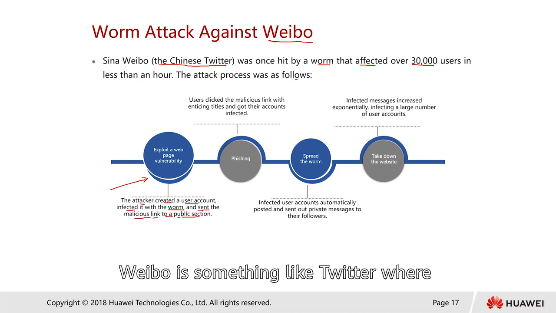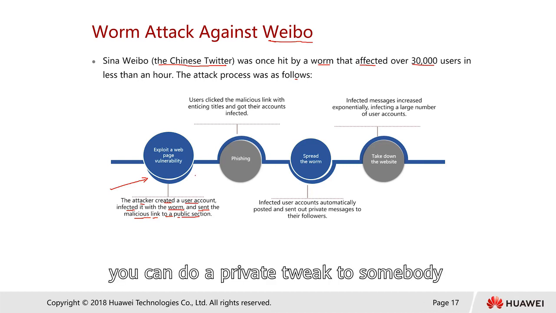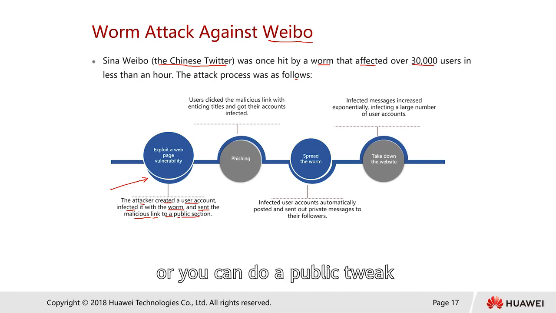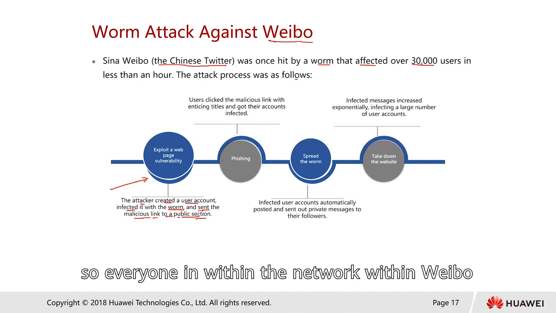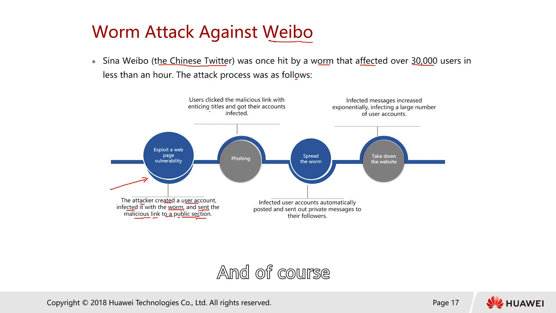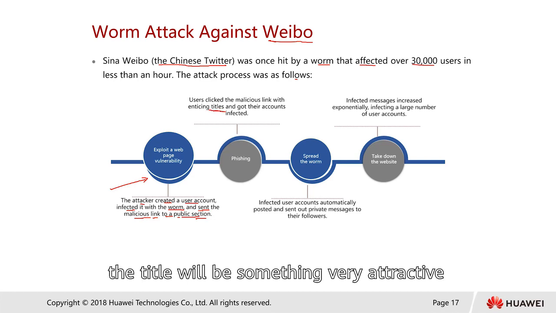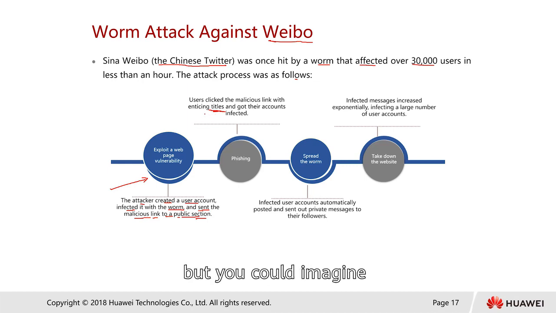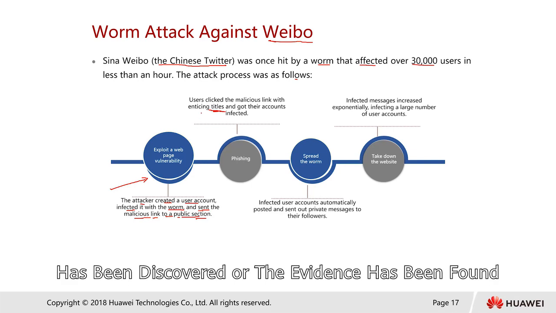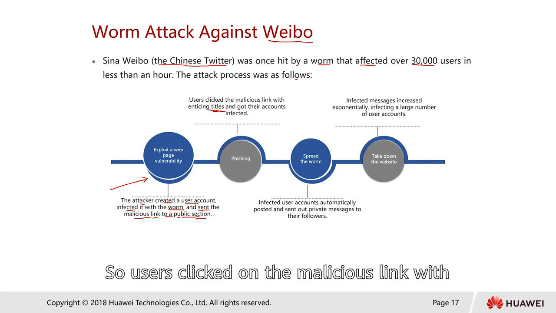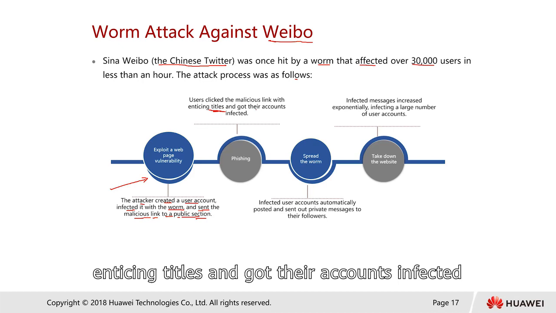Weibo is something like Twitter where you can send a private tweet to somebody, or you can do a public tweet. Because this is a public section, everyone within the Weibo network is able to click on the link, and of course the title will be very attractive. I don't know what title it was, but you could imagine, sometimes we also fall into the trap, right? We look at titles like, oh, finally the mystery of MH370 has been discovered, the evidence has been found. People would like to click on this. So users click on the malicious link with enticing titles and get their accounts infected.